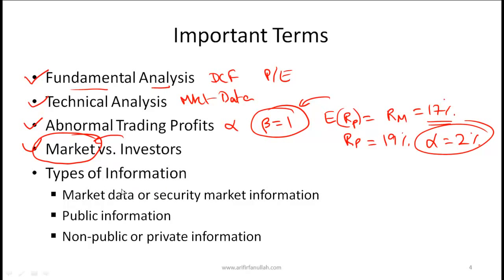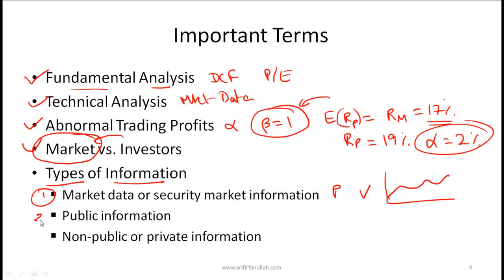And finally, for this slide, let's talk about types of information, and then we will use this on the next slide. Broadly speaking, in the context of efficient markets, there are three types of information. First, you have market data or security market information. So this is current and past data related to stock prices, volumes, etc. So if you are looking at the chart for a given stock over time, then this is an example of market data or security market data.